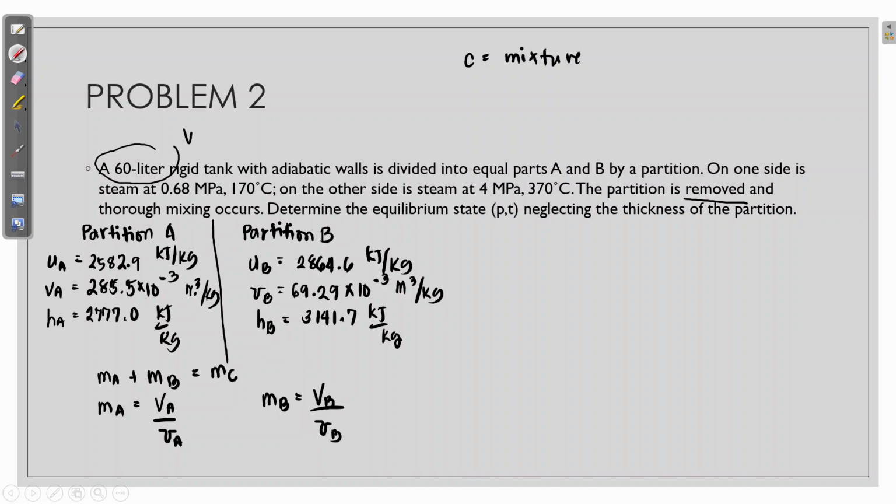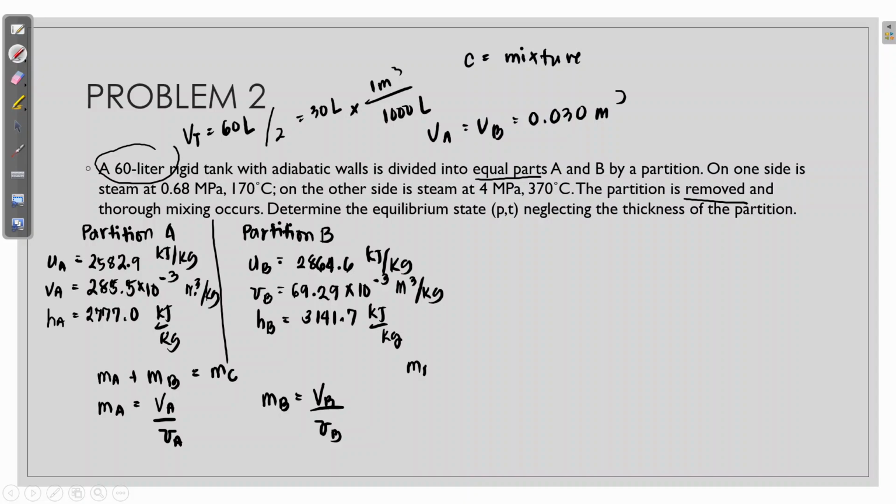At alam natin na ang total volume ay 60 liters. At divided into equal parts. So, ibig sabihin, si VA at saka si VB ay parehas lang. Okay? So, 60 liters, dinivide ng 2, that is 30 liters. Okay? Tapos, 1 meter cube ay equivalent sa 1,000 liters. So, ang VA at VB natin ay equivalent sa 0.030 meter cube.